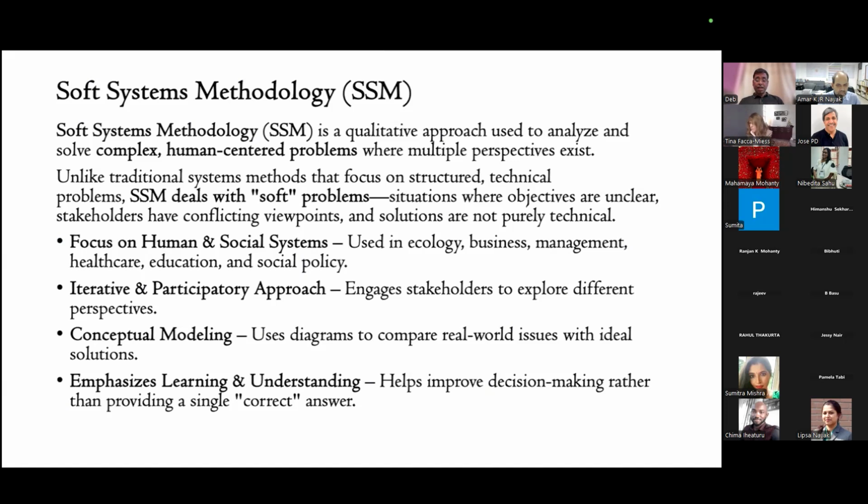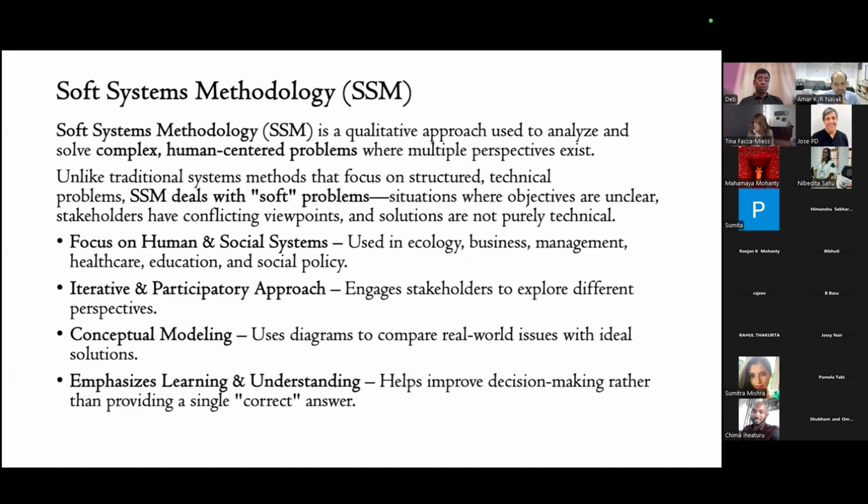This approach is used to analyze and solve complex human-centered problems. Generally, it's called soft systems methodology. It's a behavioral system where multiple perspectives exist, unlike the traditional systems method that focuses on structured technical problems. Soft systems methodology deals with soft problems, like situations where objectives are unclear, the stakeholders have conflicting viewpoints, and the solutions are not purely technical.